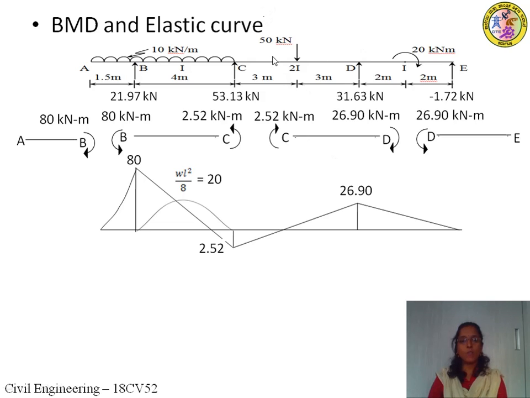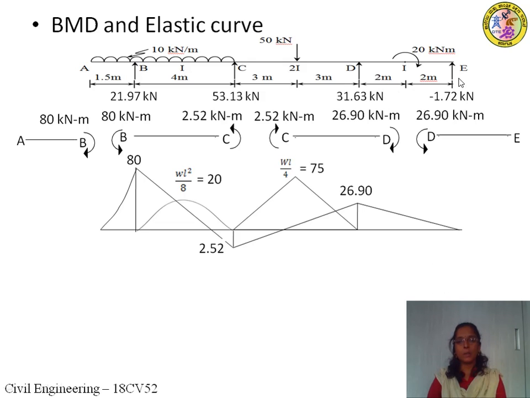Next, CD member subjected to central point load, therefore the variation of bending moment is a triangle whose highest magnitude is under the point load, which will be equal to WL by 4, that will be equal to 50 into 6 divided by 4, which will be equal to 75 kilonewton meter.